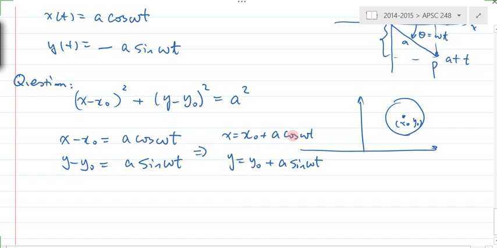So a simple question you should ask is, was that right? Yeah, well, if you substitute the x and y into this equation, your left side will equal a squared. So that means that is the right parametric equation. Okay?